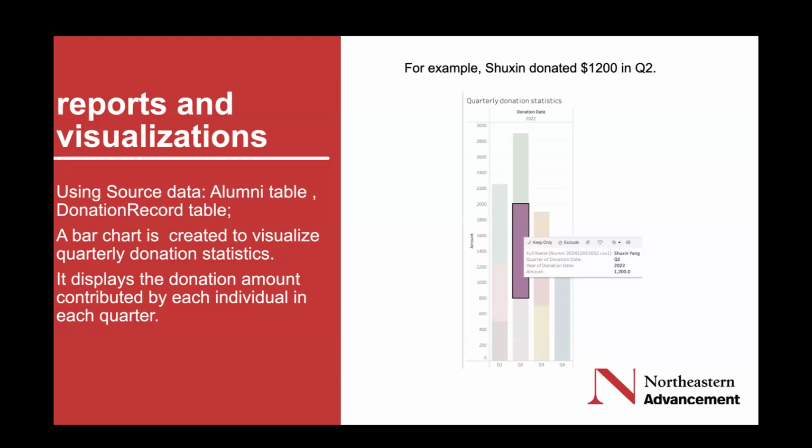And about the example, I select the purple part and show the information. Shuxin donates $1,200 in quarter 2. And next, please.